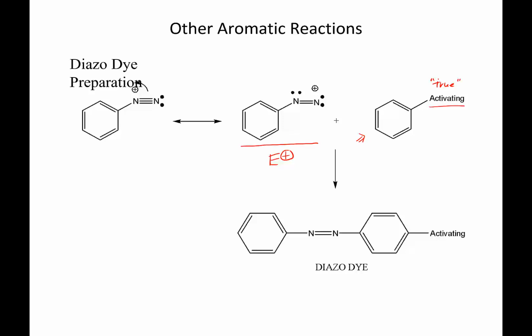But if you react this diazonium salt with an activating group, it's going to direct it mostly para because of sterics. And you're going to end up with this N plus, this whole thing, being the E plus and adding to the activated ring. Now the diazonium salt itself can have different groups attached to it, but the actual nucleophilic ring has to be an activated ring. And so what you end up doing is making what's called a diazo dye.